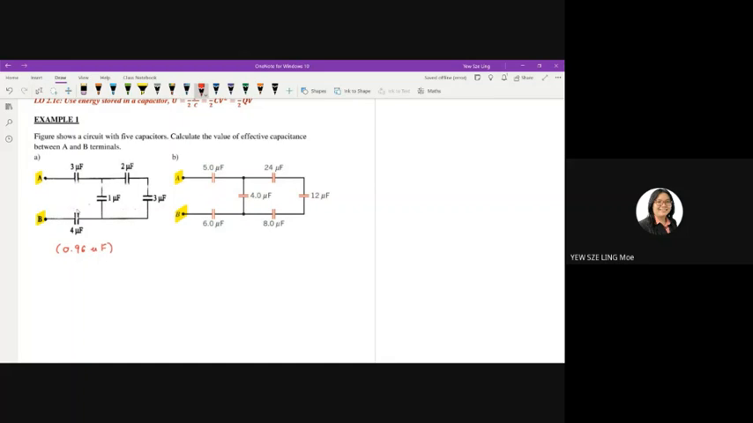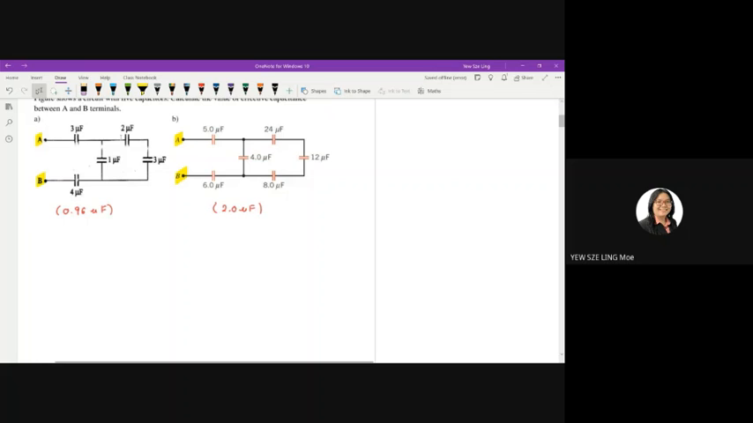Alright, so 5 minutes for you to solve it. Okay, questions A. So if you are done, if you want to try questions B, go ahead. Questions B is 2.0 microfarad. So 5 minit, sepatutnya boleh siap. Dalam exam, kalau kamu guna lebih daripada 5 minit, itu dah kira agak lambat dah. Alright, so 5 minutes for you to try questions A.